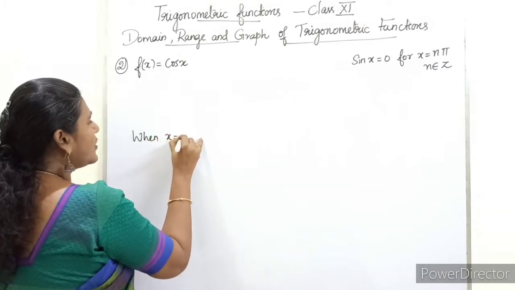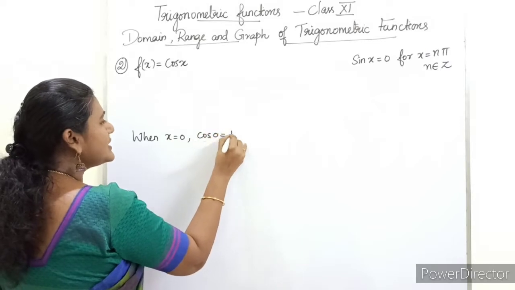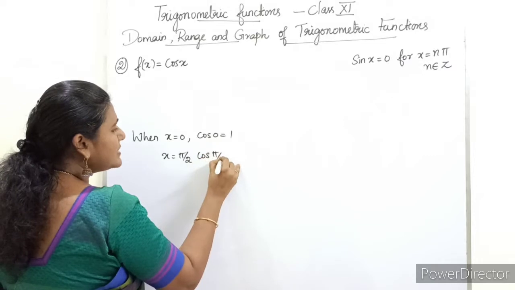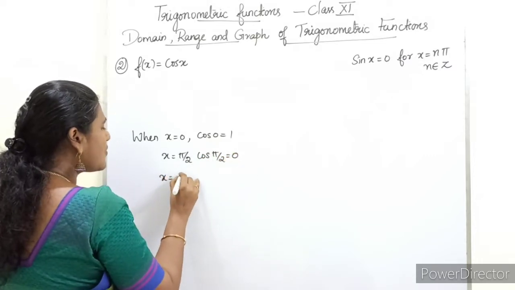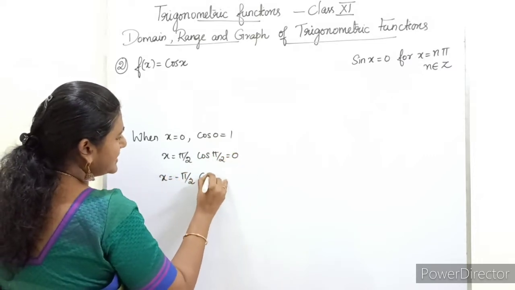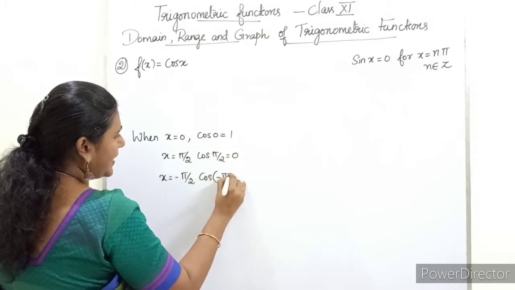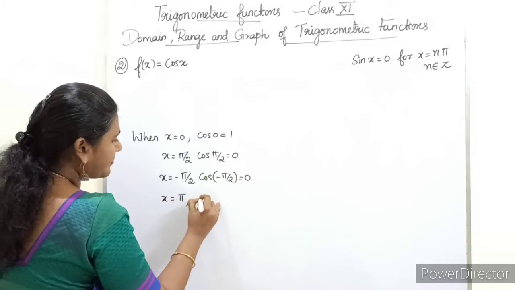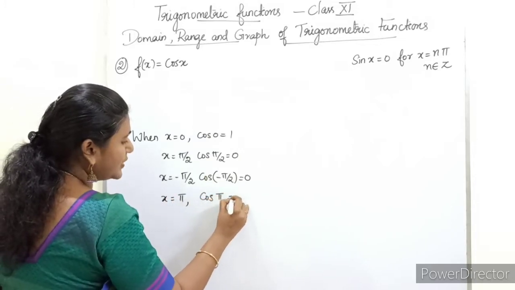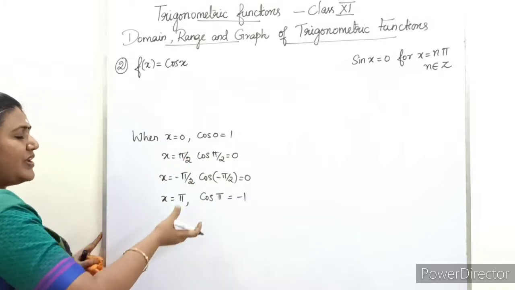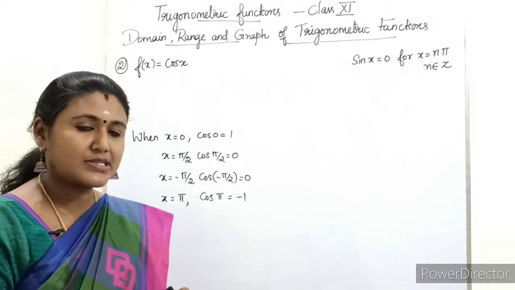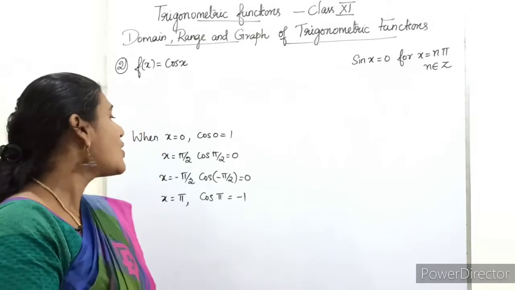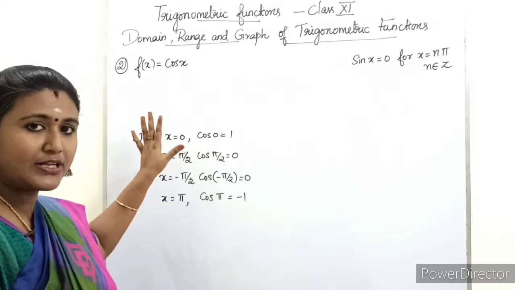When x is equal to 0, cos 0 is 1. When x is equal to pi by 2, cos pi by 2 is equal to 0. When x is equal to minus pi by 2, cos minus pi by 2 is equal to 0. When x is equal to pi, cos pi is equal to minus 1. So even if you take a negative angle or a positive angle for x, cos x is defined at those points.